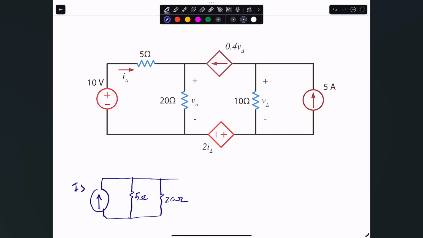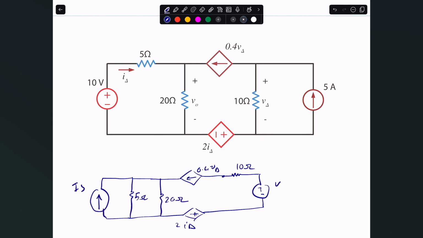So we still have to redraw it. And I have a current source in here, and that will be 0.4 V delta. And then I have the V delta in here, which is 10. Oh, well, here it's going to be converted. Okay, so let me just do that. That's plus minus 2 I delta. That's basically the voltage source. Well, this current source in parallel with the resistor will be converted to a voltage source in series with the same resistor, which is the 10 ohms. Okay, and I'll have to figure out what the VS is. VS should be just 50 volts because it's 5 times 10. That's what it is.